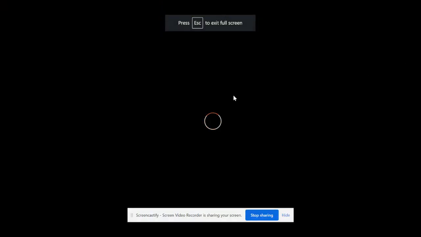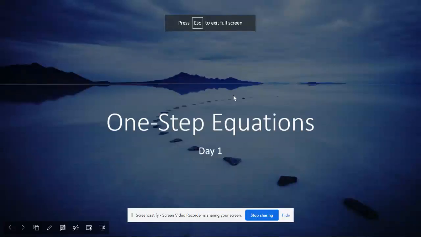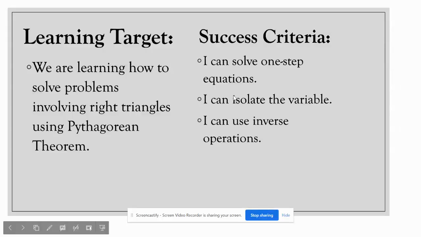Today, the white group is working on one-step equations. Here's the learning target and success criteria. We'll learn how to solve problems involving right triangles using Pythagorean theorem. And the success criteria is I can solve one-step equations, I can isolate the variable, and I can use inverse operations.